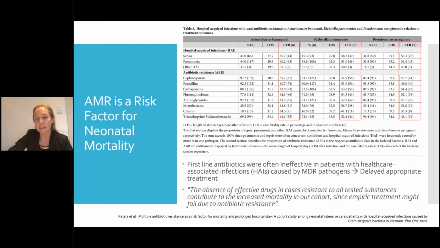And in many of these health settings, there's not just a delay in being able to ascertain appropriate treatment, but even when there is the realization that the infant may have an infection with a gram-negative resistant organism or a gram-positive resistant organism, the agents that they might need to use to treat those infections simply aren't available. So the authors concluded that the absence of effective drugs in cases resistant to all tested substances contributes to the increased mortality in our cohort, since empiric treatment might fail due to antibiotic resistance.